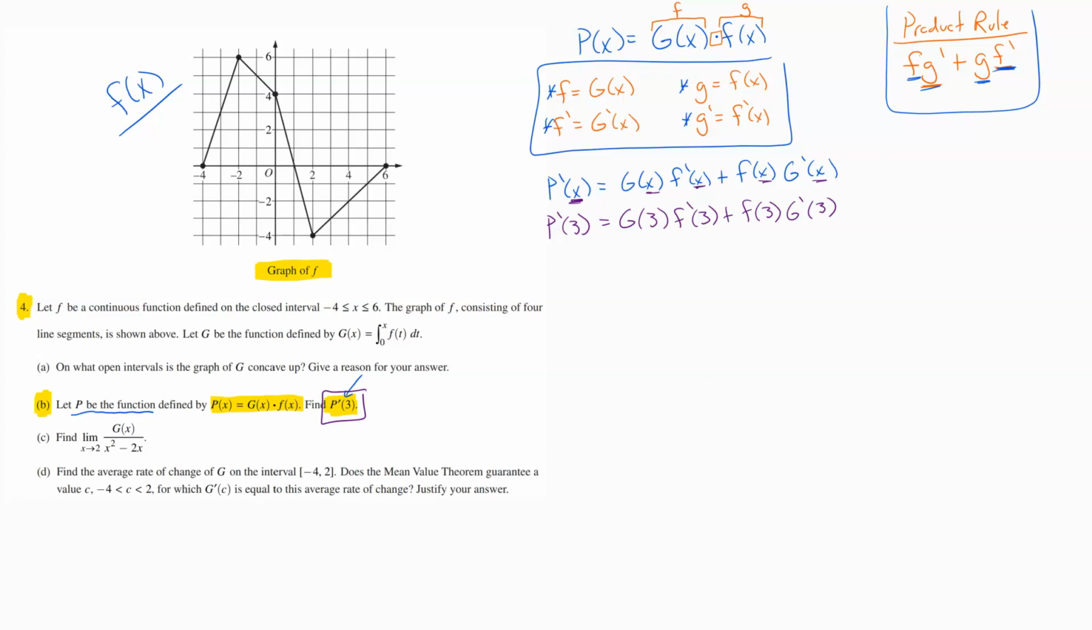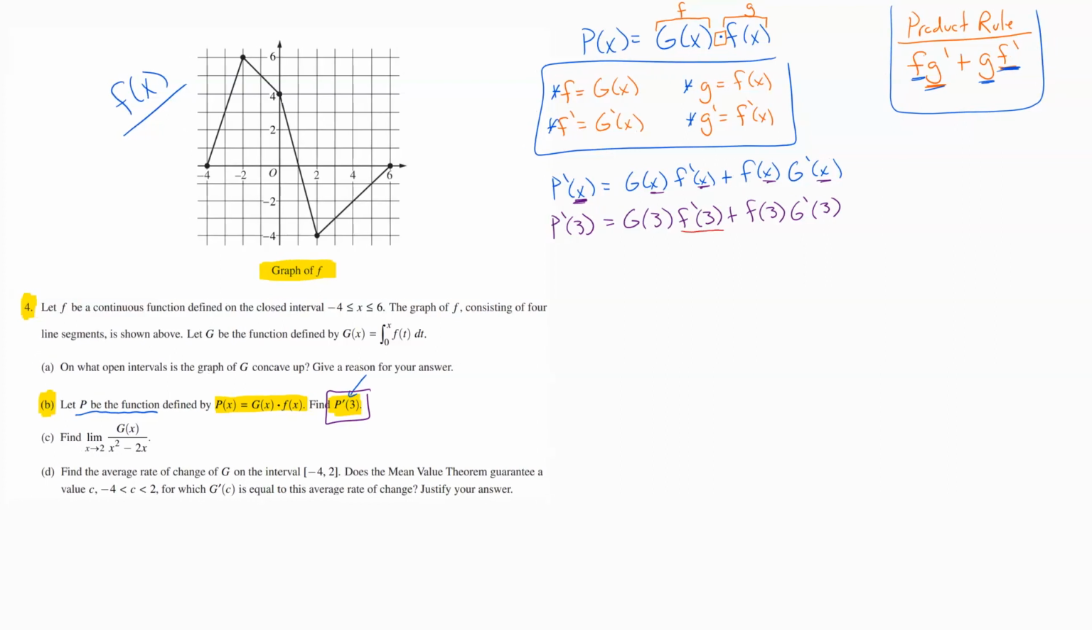g of 3, f prime of 3, f of 3, and g prime of 3. Let's start with the more straightforward pieces. So f prime of 3 and f of 3 here, we can use our graph over here to find those pretty quick.